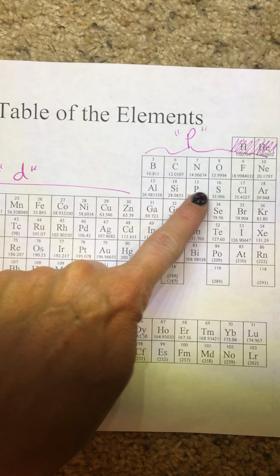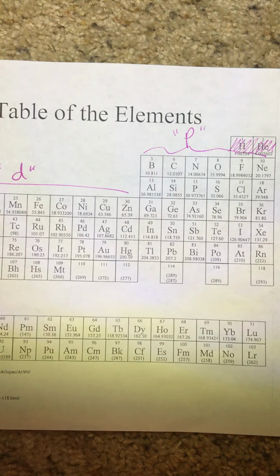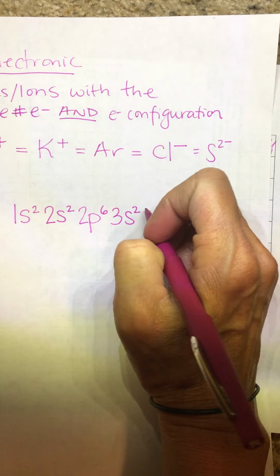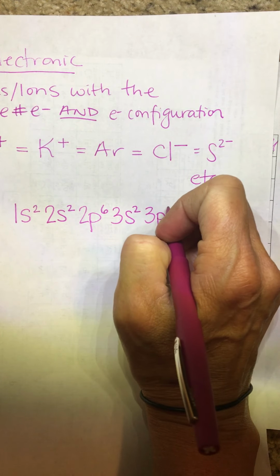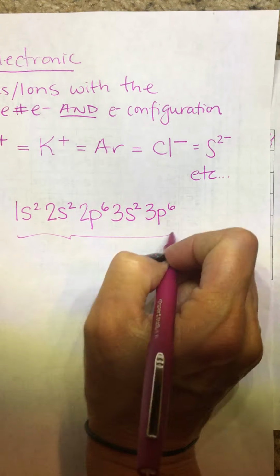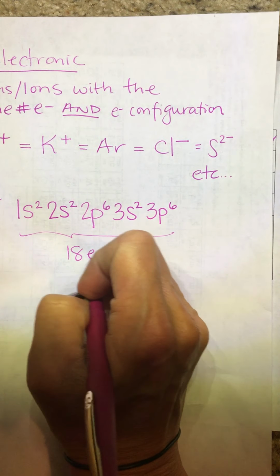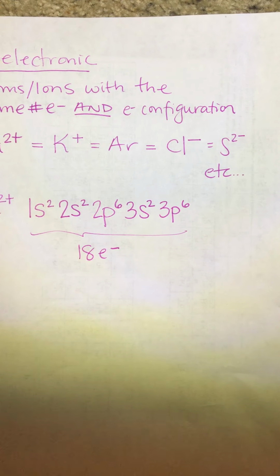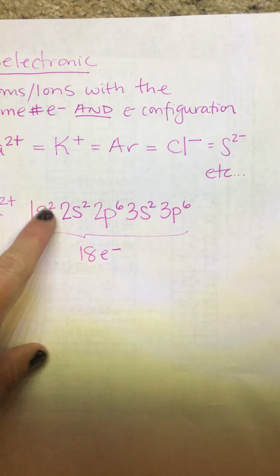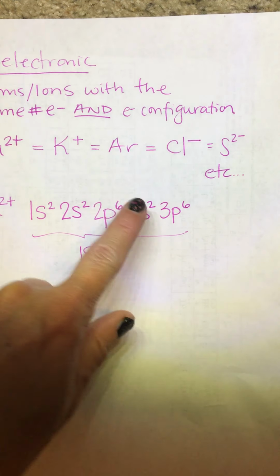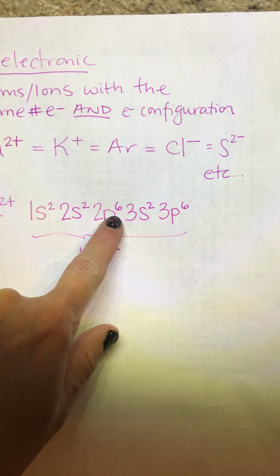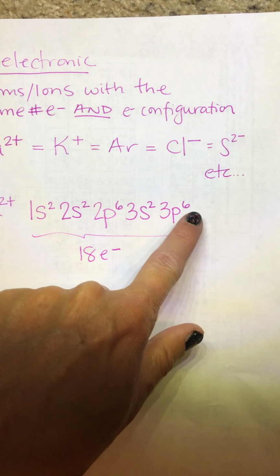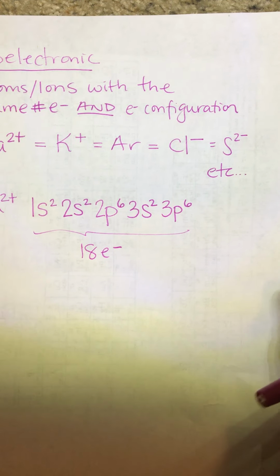1, 2, 3, 4, 5, 6. So we have 3p6. Now this is a total of our 18 electrons if you count up those numbers. 2 plus 2 is 4, plus 6 is 10, 11, 12, plus another 6, a total of 18 electrons.